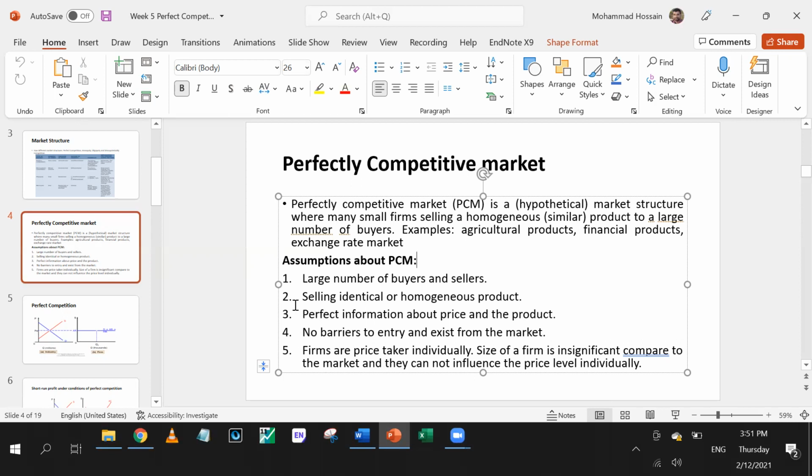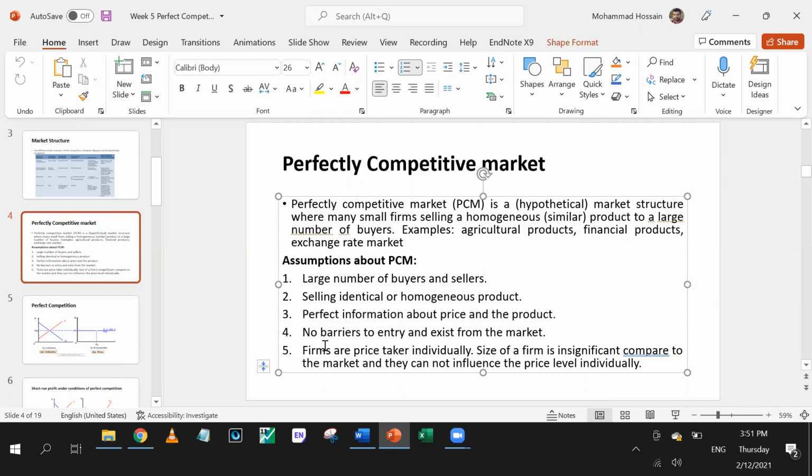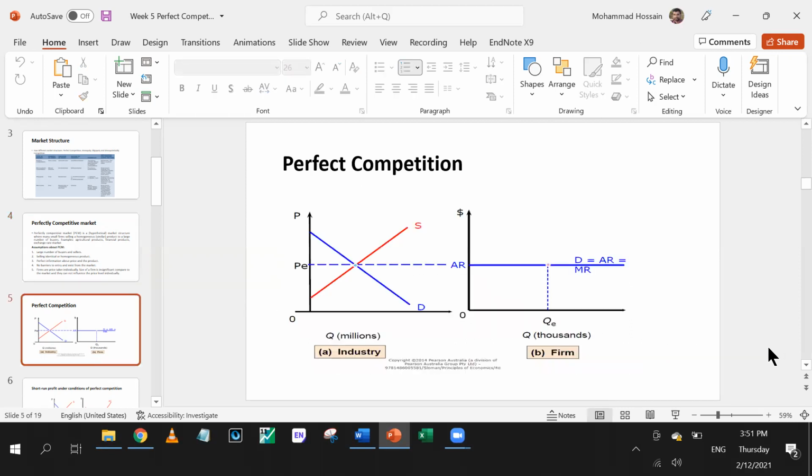Information, okay, this one I did not talk about. Perfect information about the price and the product. The buyers and sellers both know very well about the product and the price. They're well informed about this. No barriers, prices, I already discussed all this. Now I will talk about the next part here.